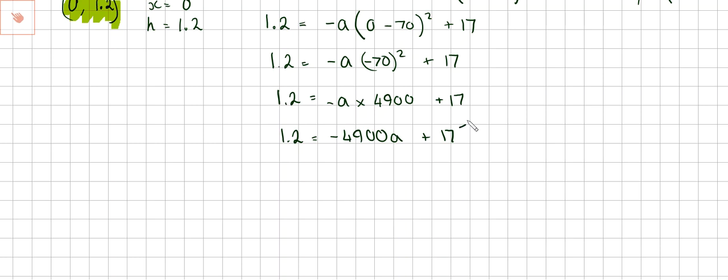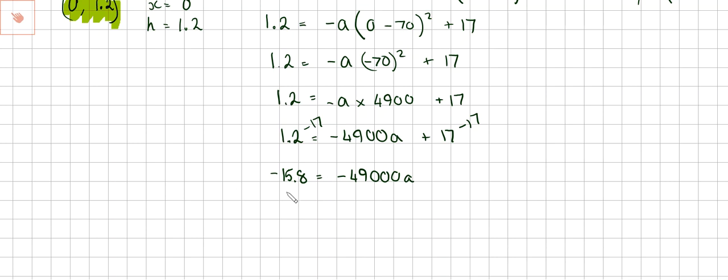Minus the 17. That's minus the 17. All these skills that you've been doing with your algebra coming into play now. 1.2 minus 17 is negative 15.8, which equals negative 4,900 a.